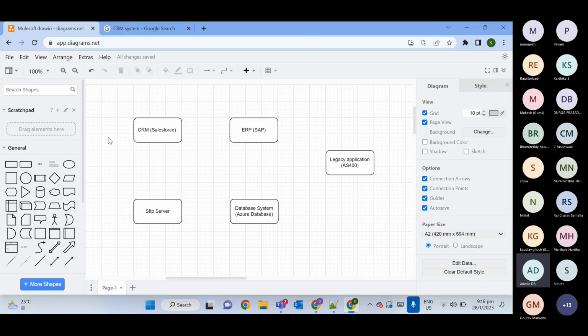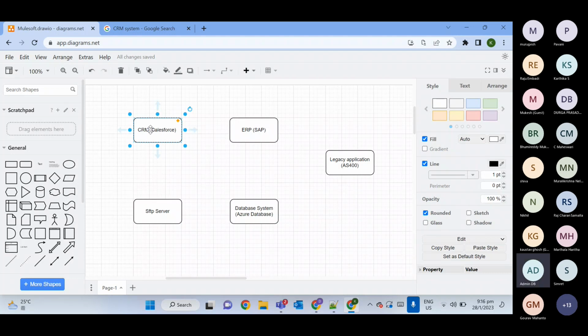Salesforce has their own language, their own coding, their own SQL query, meaning they have their own query. So the SAP system doesn't know how to communicate with the Salesforce system. This Azure database doesn't know how to communicate with the ERP system.